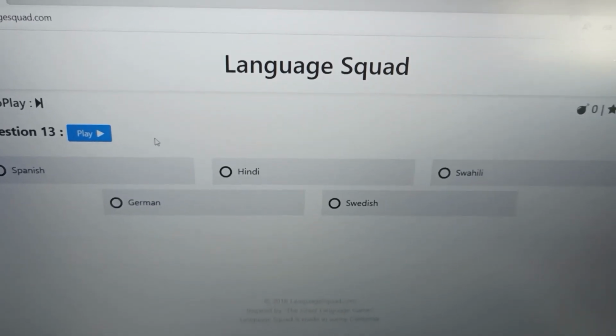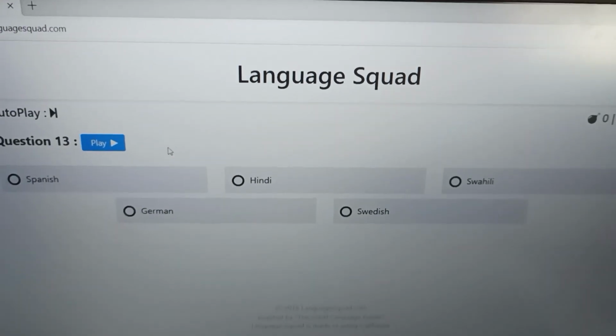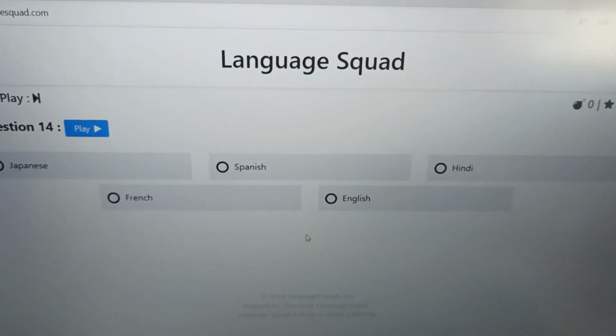Yes, Spanish from Spain is kinda better than Latin America Spanish. So yeah.